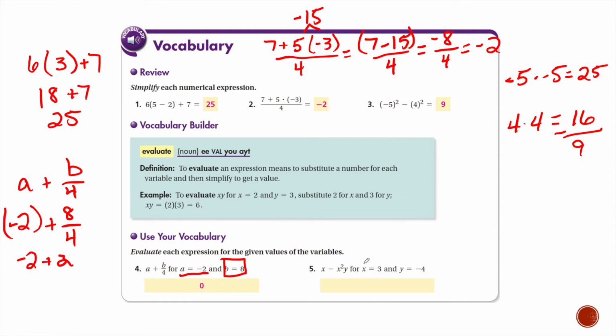Following the same idea, wherever we see an x value, we're going to plug in a 3. Wherever we see a y value, we're going to plug in a -4. One of the things that I tend to do is take the original expression, x minus x squared y, and turn that into its own brand new expression without any variables. So I'm going to put a parenthesis wherever I see a variable. So we have x minus x squared y, but notice I have parentheses each and every time.